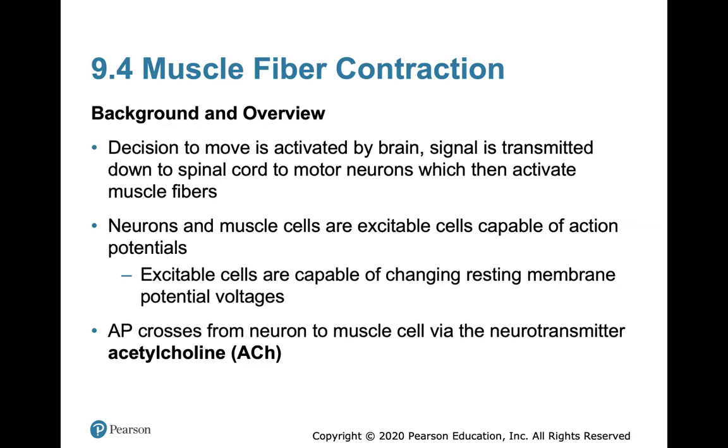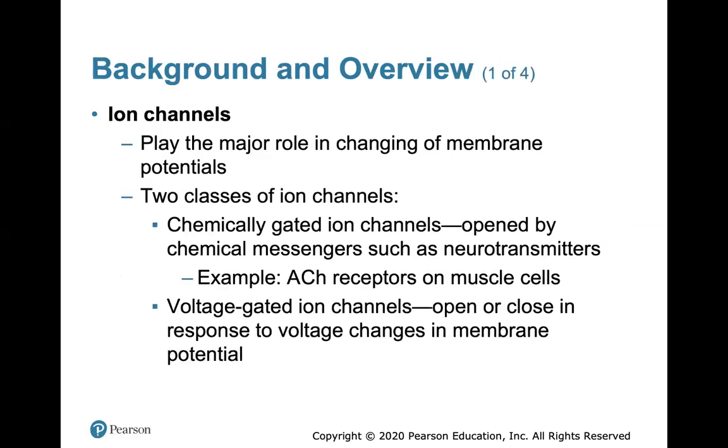Neurons and muscle cells are excitable cells, and they're capable of action potentials, which means that these excitable cells are capable of changing their resting membrane potential voltage. The action potential will cross from the neuron to the muscle cell via the neurotransmitter called acetylcholine. And acetylcholine is a very important neurotransmitter in muscle contraction. Ion channels are important. They play the major role in changing the membrane potential.